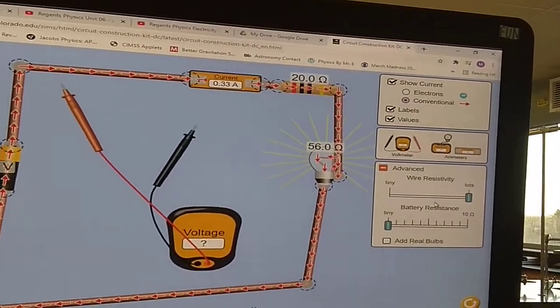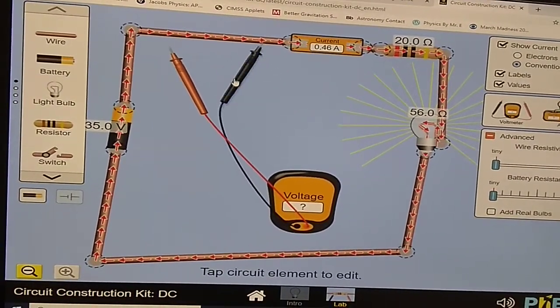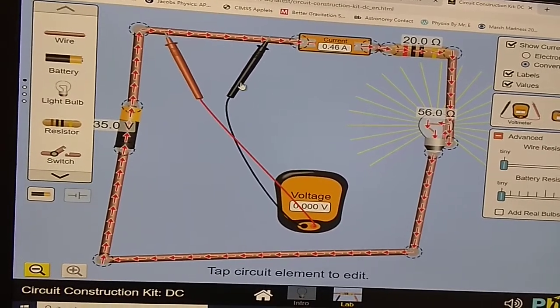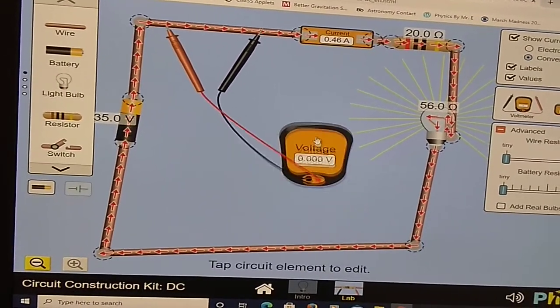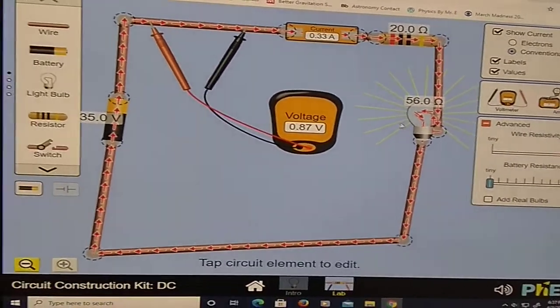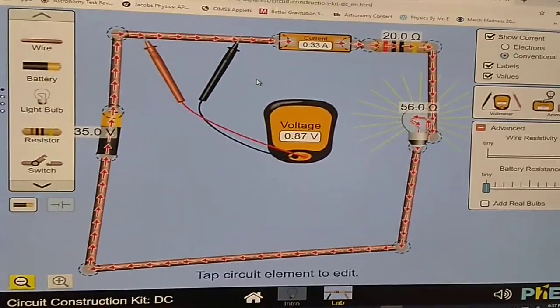If I had wire resistivity down back to tiny for a second, and I put these probes up here, notice that there's no voltage change. Okay, the voltage change says 0. As I increase, if I go up to lots, hey, now there is a voltage difference between these 2 points because the wire has some measurable resistivity.